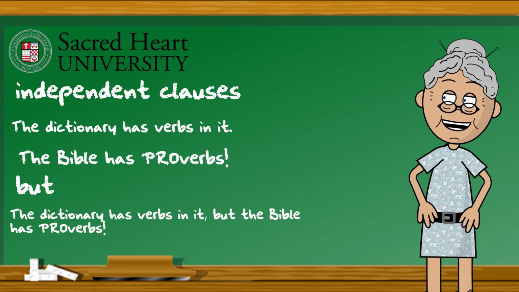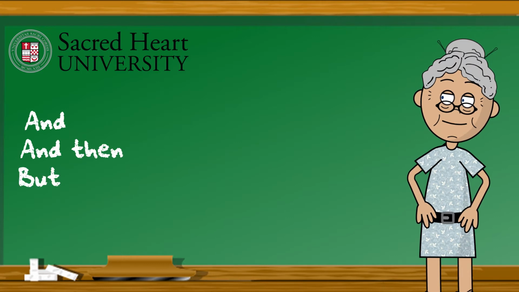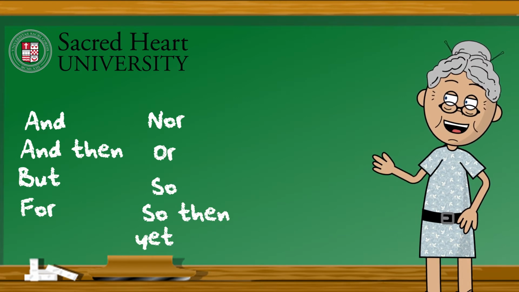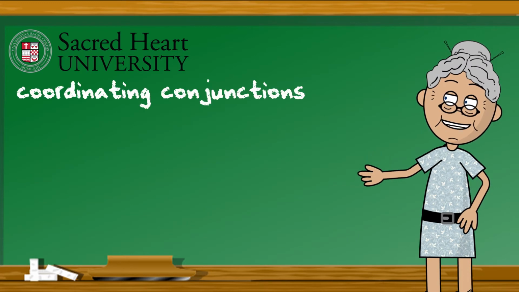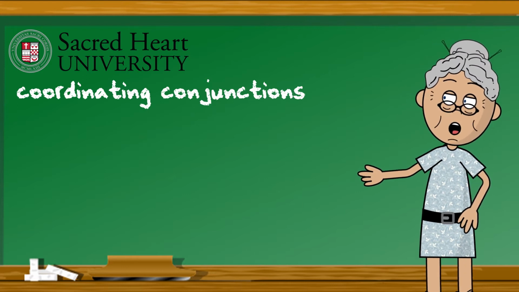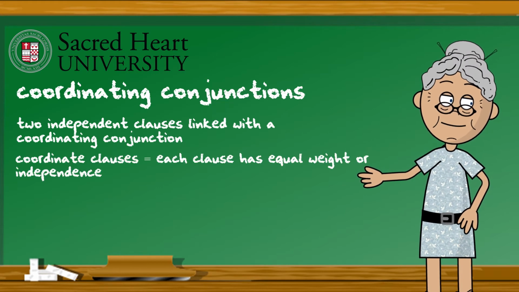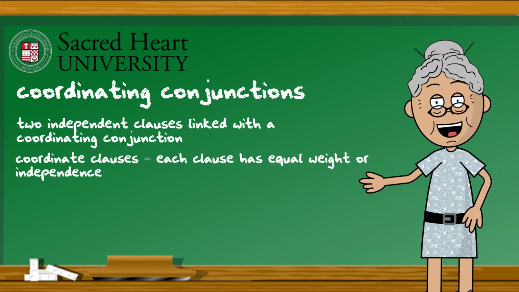Conjunctions that join independent clauses include and, then, but, for, nor, or, so, and yet. And wouldn't you know, there's a special name for all these conjunctions that link independent clauses. They're called coordinating conjunctions. And just to confuse things further, in these kinds of sentences that have two independent clauses linked with a coordinating conjunction, the clauses are sometimes called coordinate clauses. Each clause has equal weight or independence, and one isn't subordinate to the other.